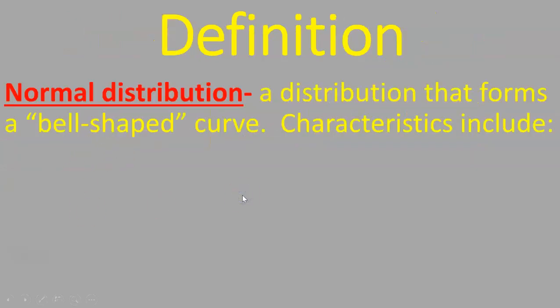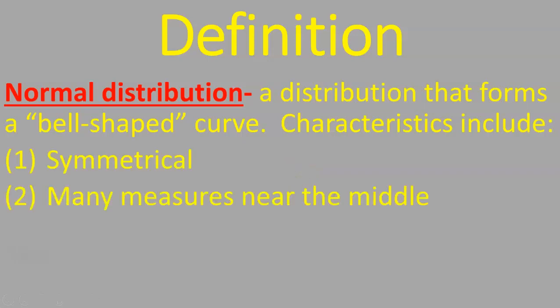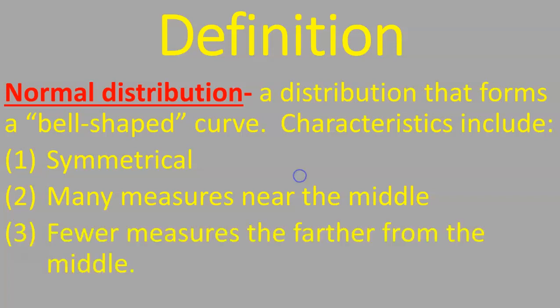First, a definition. Normal distribution is a distribution that forms a bell-shaped curve. Characteristics include the following. It's symmetrical, so it's the same on both sides. You have many measures near the middle and fewer measures the farther you go from the middle. If you're a bit from the middle, it'll be a few, but when you get even farther out, there'll be progressively fewer measures.